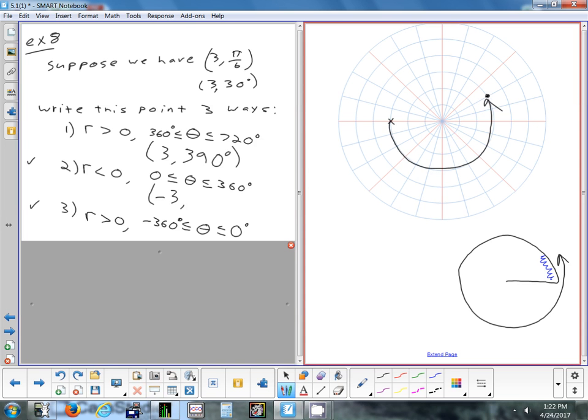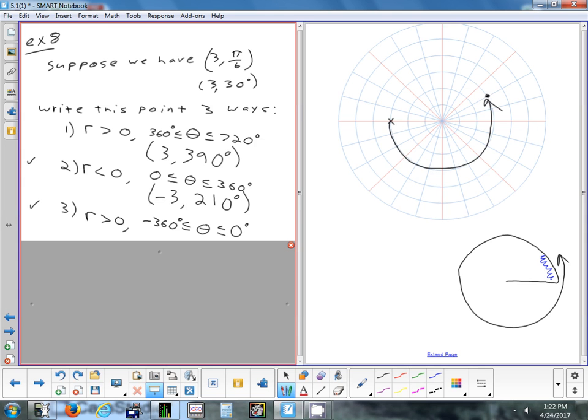Matthias, if I start here and go all the way around to where I stopped, how many degrees is that? 210, yep. So it's halfway, and then it's that section that's 30 more. Okay, so negative 3, 210.